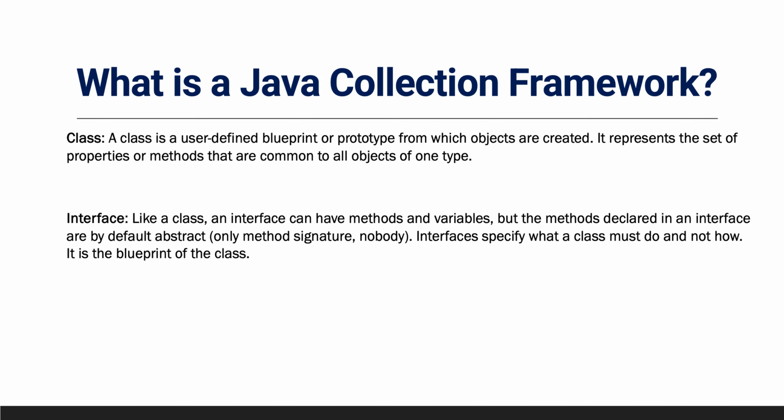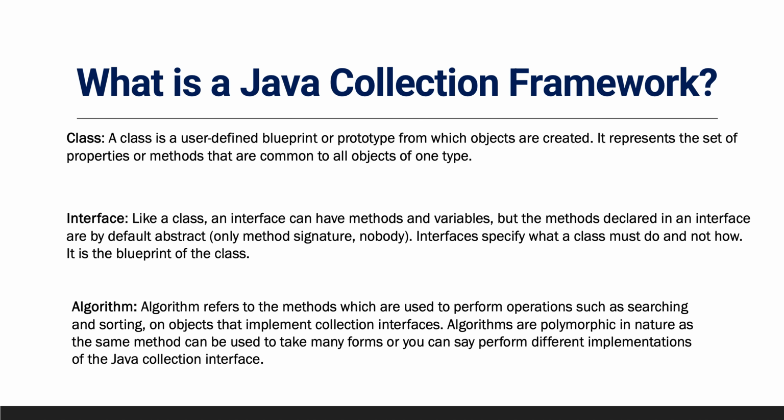The second thing it contains is the interface. We already know that like a class, an interface can have methods and variables, but the method declarations in an interface are by default abstract. It means that it will not have any body or any implementation. It will only have the signature. So this is the definition of the interface.